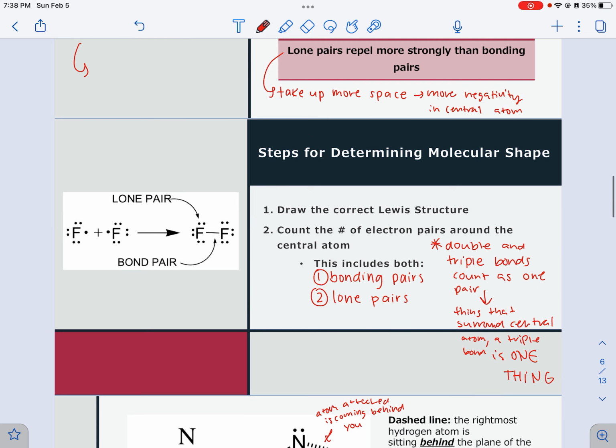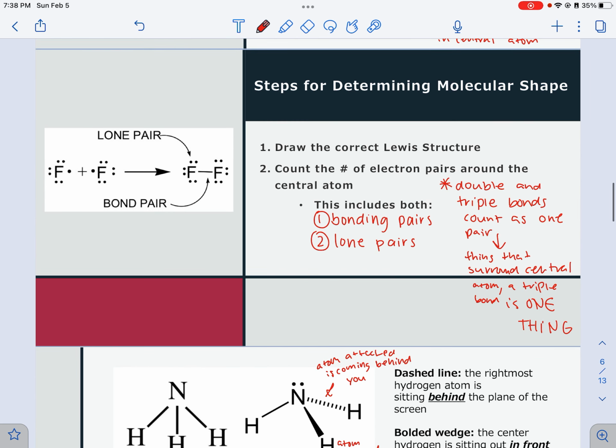So, steps for determining a molecular shape. Draw the correct Lewis structure. You gotta do that first. I'm not gonna explain that because you should know it. Just go to one of my other videos, like and subscribe. You know what I'm saying?